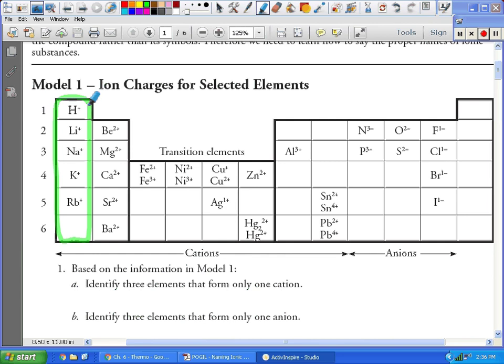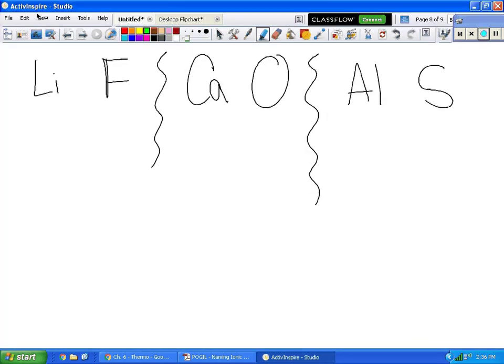What do we know about group 1's electrons? Hang on. There's a lot going on. Hang on. How many valence electrons do they have? 1. And what do they want to do with that 1? They want to get rid of it. So that's why they're all +1. Okay? So we've got that answered. So we know that lithium is going to be +1.